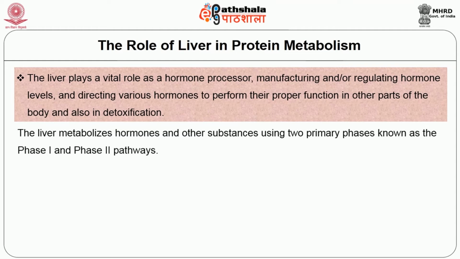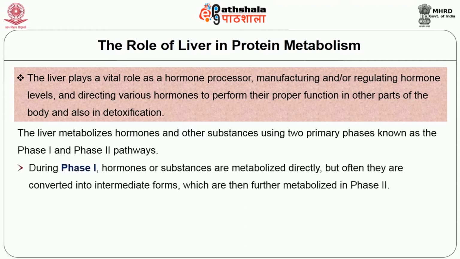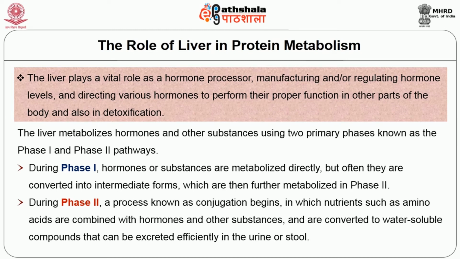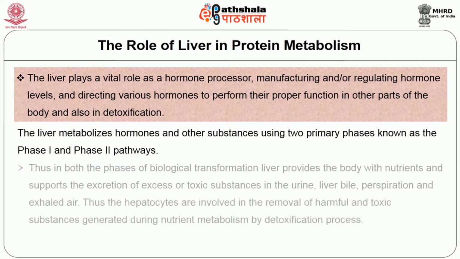The liver metabolizes hormones and other substances using two primary phases known as phase 1 and phase 2 pathways. During phase 1, hormones or substances are metabolized directly, but often they are converted into intermediate forms which are then further metabolized in phase 2. During phase 2, a process known as conjugation begins, in which nutrients such as amino acids are combined with hormones and other substances and are converted to water-soluble compounds that can be excreted efficiently in the urine or stool.